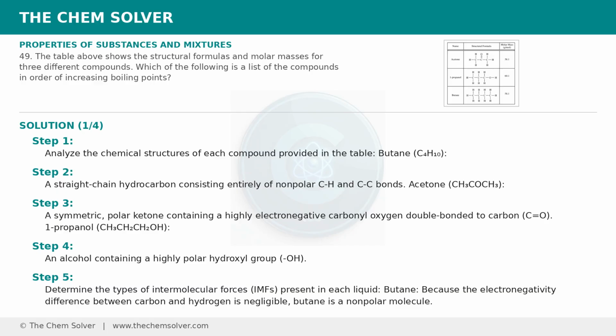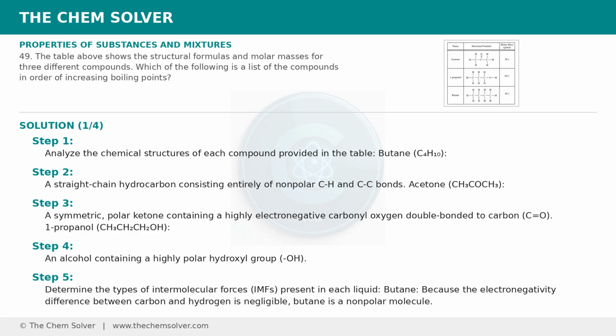Analyze the chemical structures of each compound provided in the table. Butane, C4H10, a straight-chain hydrocarbon consisting entirely of nonpolar C-H and C-C bonds. Acetone, CH3COCH3, a symmetric, polar ketone containing a highly electronegative carbonyl oxygen double bonded to carbon, C=O.